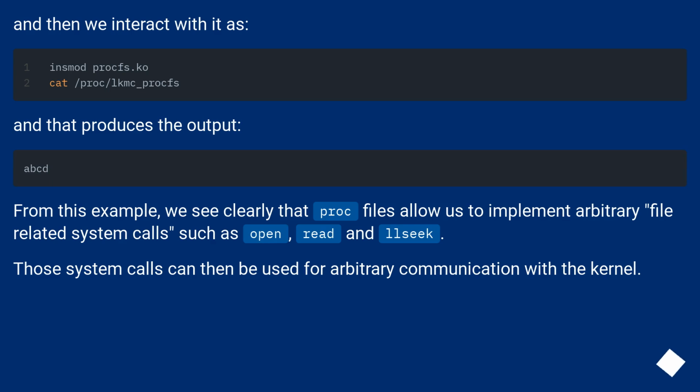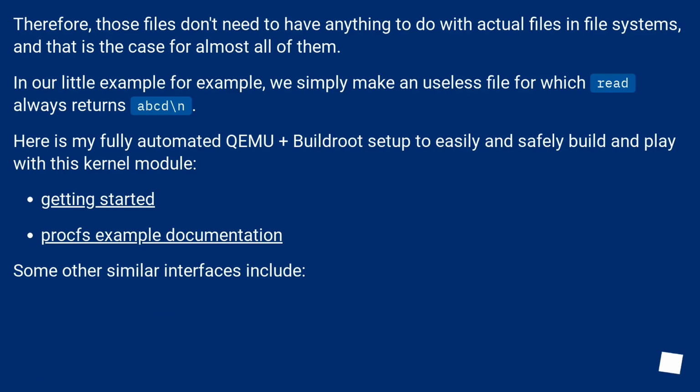From this example, we see clearly that proc files allow us to implement arbitrary file-related system calls such as open, read and seek. Those system calls can then be used for arbitrary communication with the kernel. Therefore, those files don't need to have anything to do with actual files in file systems, and that is the case for almost all of them. In our little example, we simply make a useless file for which read always returns abcd. Here is my fully automated QEMU buildroot setup to easily and safely build and play with this kernel module. Getting started. Proc's example documentation.